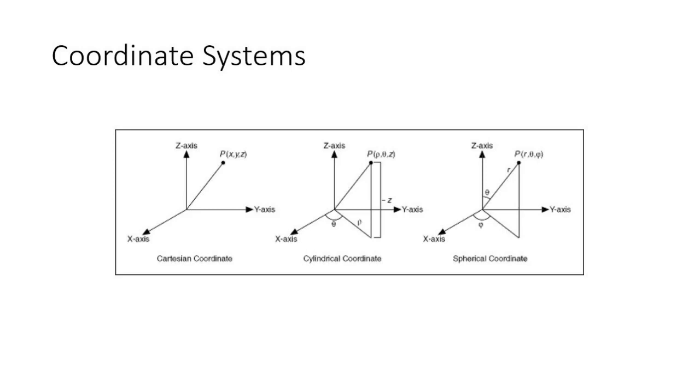Cartesian coordinates involve 3 translational directions x, y, z. Cylindrical coordinates involve 2 translational directions, rho, z, and 1 angular direction, theta. And finally, spherical coordinates involve 1 translational direction, r, and 2 angular directions, theta and phi.